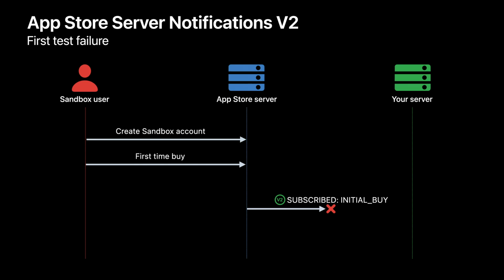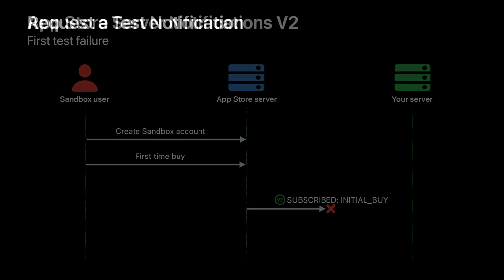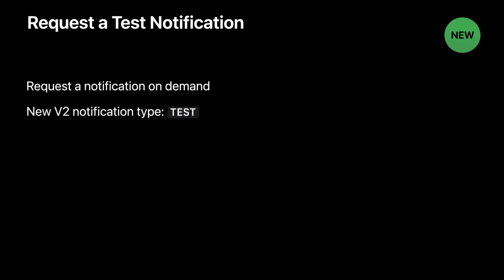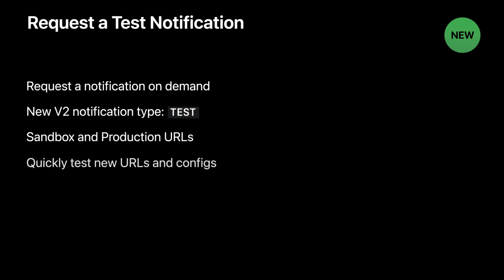We want to simplify this experience and give you a way to easily verify that App Store server notifications can reach your server. That's why this year, we're introducing the new Request a Test Notification endpoint. By calling this simple endpoint, you can ask us to send a v2 notification of type test to the server URL registered for your app in App Store Connect. The new test notification type is used exclusively for this endpoint. You can call the endpoint in Sandbox or Production to test your saved URL for either environment. Use this new endpoint to quickly test new server URLs and configurations.